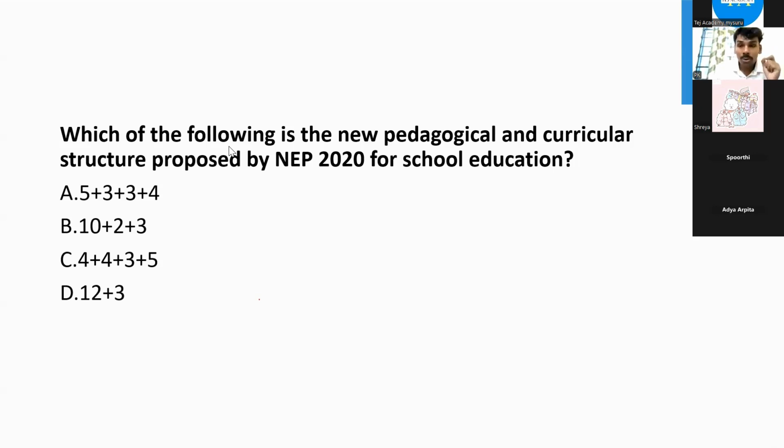I hope you don't make a mistake when it comes to this question in the exam. But also, once again, please be careful of how they have asked the question. Sometimes they ask which of the following is not the new pedagogical or curricular structure proposed by NEP 2020. Sometimes, as we know the question is on NEP, we just see NEP highlighted in the question and jump to the option 5 plus 3 plus 3 plus 4, click it and move on to the next question. Please don't do that. Read the question carefully.